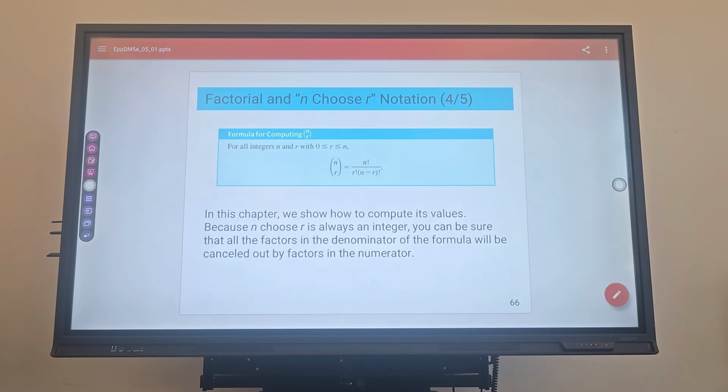For all integers n and r, n choose r is n factorial over r factorial times n minus r factorial. In this chapter, we show how to compute its values. Because n choose r is always an integer, you can be sure that all the factors in the denominator of the formula will be canceled out by factors in the numerator.